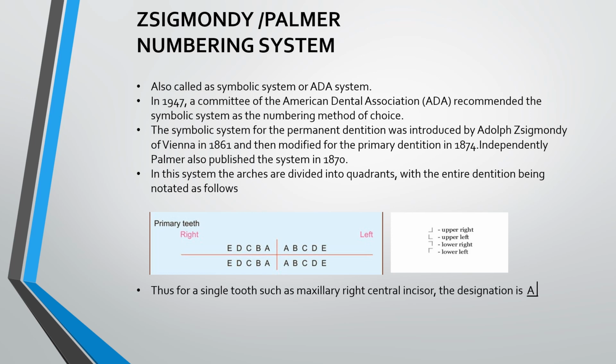In this diagram, you can also see that the quadrants are represented as follows. Thus, for a single tooth such as the maxillary central incisor, it is designated as follows.